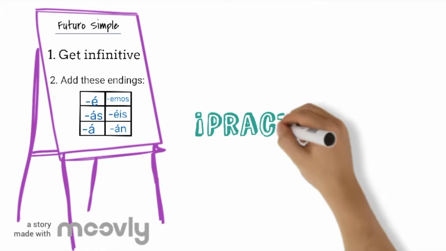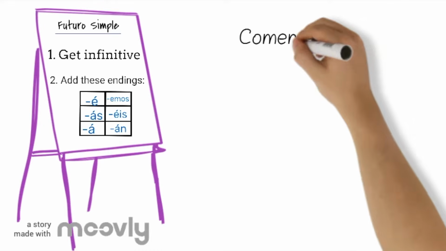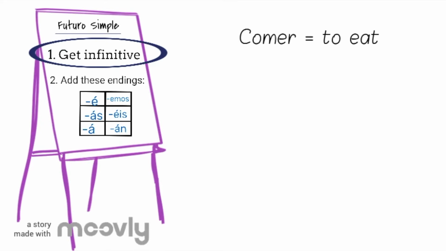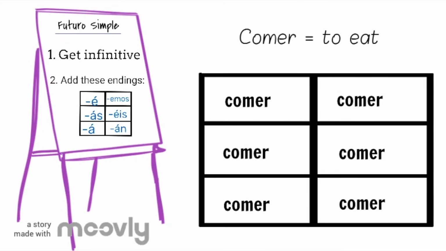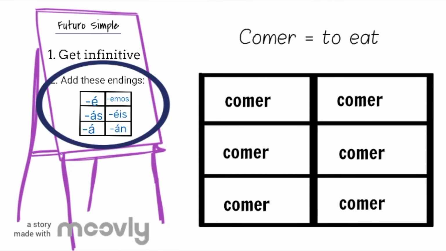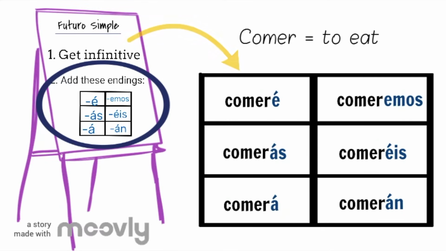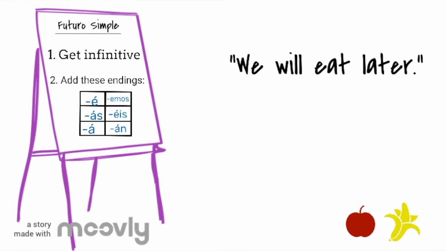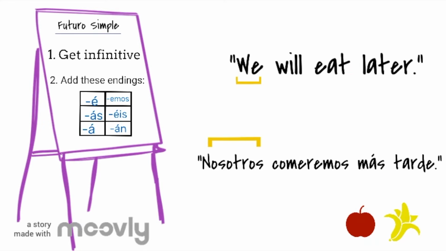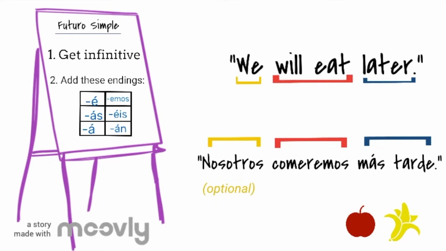Easy, right? Let's practice. The verb comer means to eat. Step 1, get the infinitive. That couldn't be easier, the infinitive is right in front of us. Step 2, with that in the chart, we add the endings. So that gives us this chart. Notice how the accents tell us to emphasize those syllables. Yo comeré, tú comerás, él comerá, nosotros comeremos, vosotros comeréis, and ellas comerán. So to say we will eat later would be nosotros comeremos más tarde.